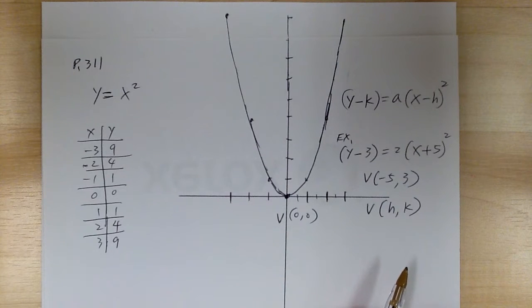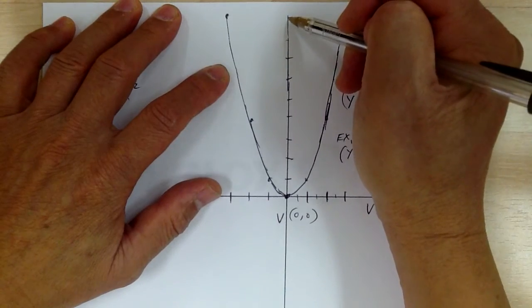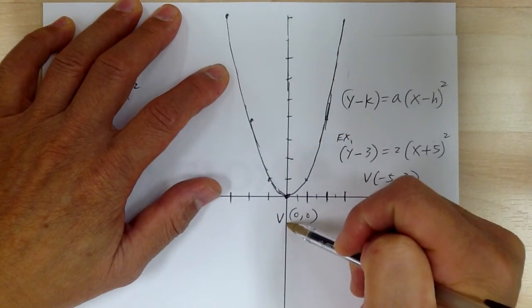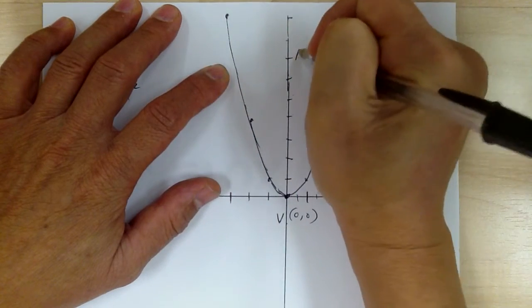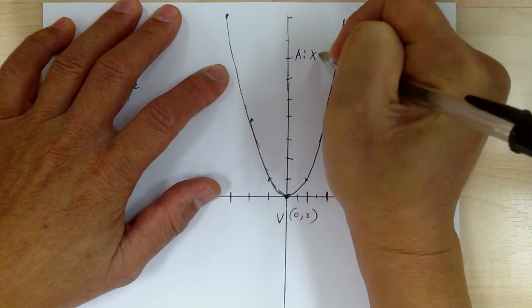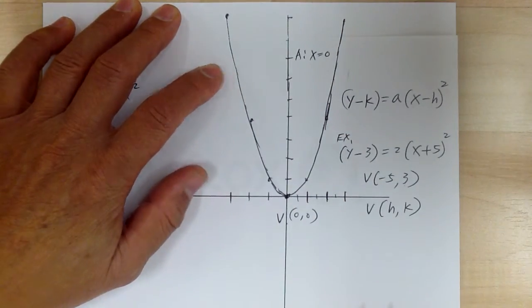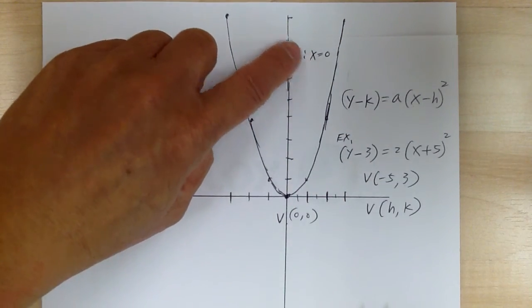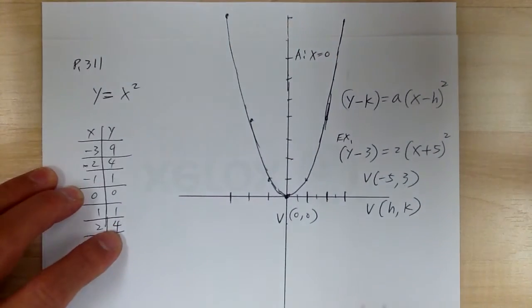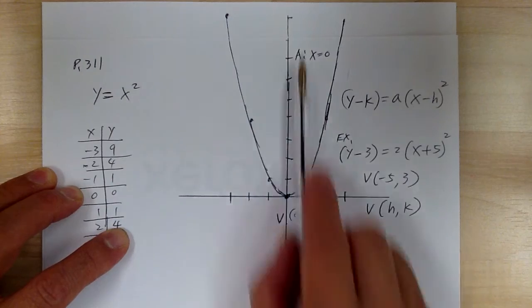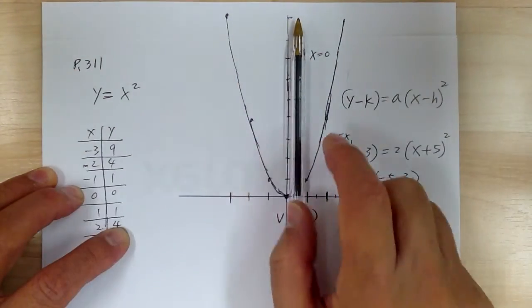The next thing is the axis of symmetry. The axis of symmetry is the line that goes through the vertex. So in this case, your axis would be x equals 0, right? That's this line over here. So your axis is this line over here, and it's x equals 0. So again, the axis of symmetry is a line that goes through the middle, so you divide the parabola into 2 halves.